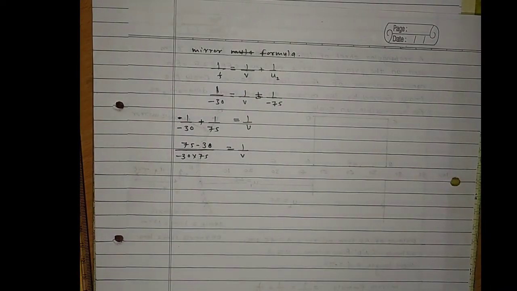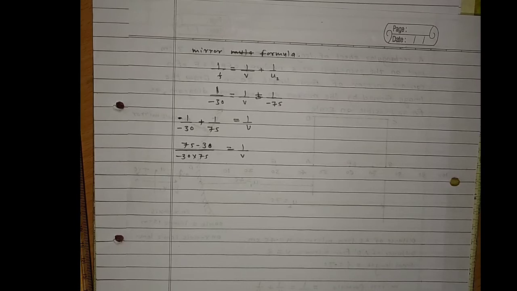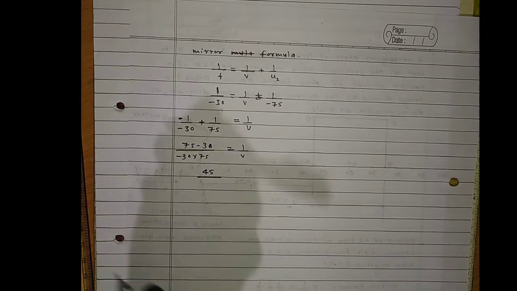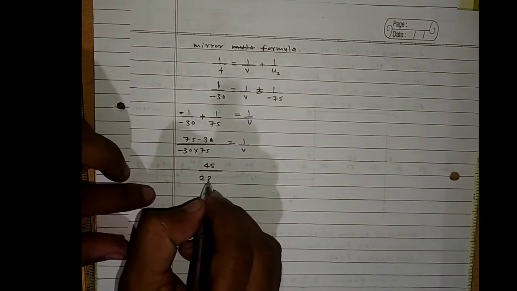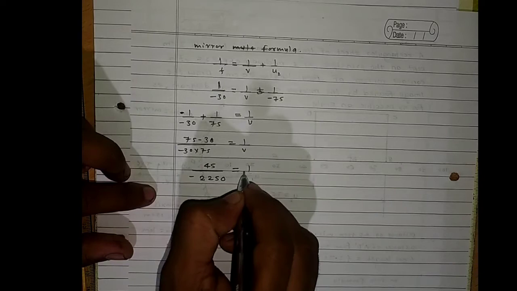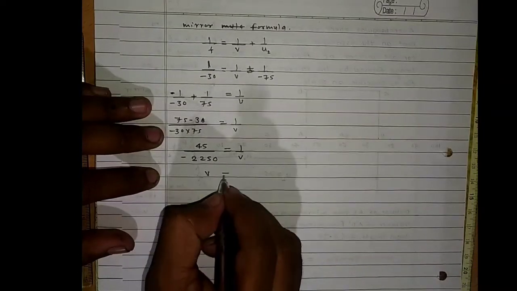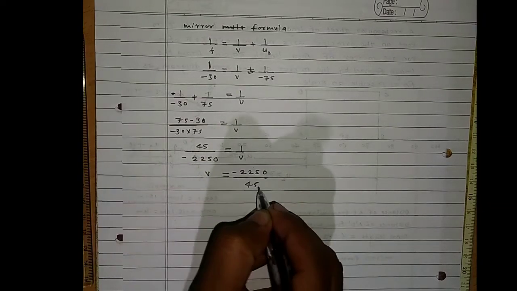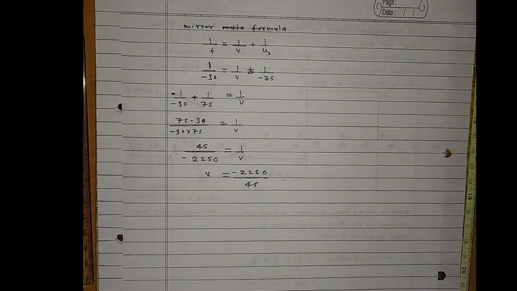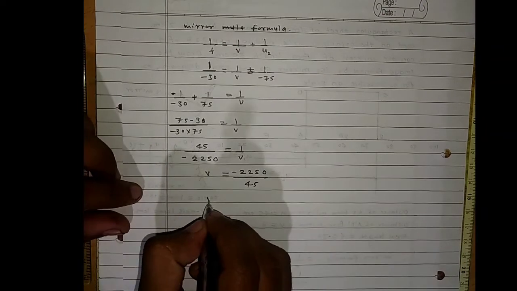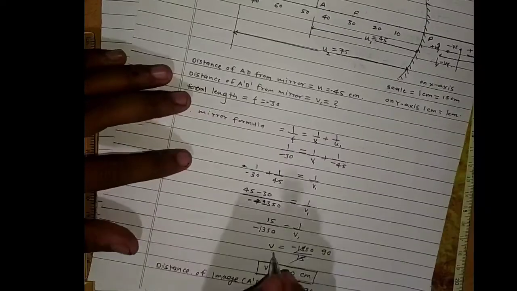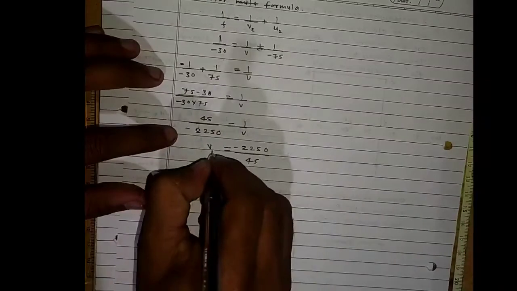Okay, let's do that calculation. 75 minus 30 will be 45, and 75 into 30 will be 2250, and here it is a minus, so you will get 1 upon v. Now take v on the left side, so here you will get -2250 divided by 45. Dividing by 45, you will get 50. So here that is v2, let me denote the earlier one as v1, and here it is v2.